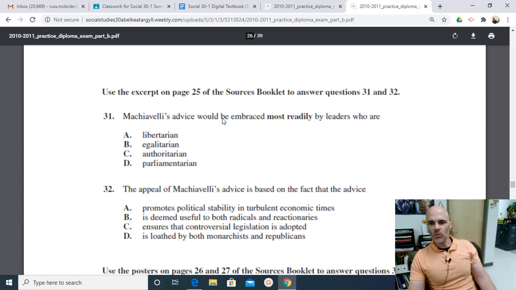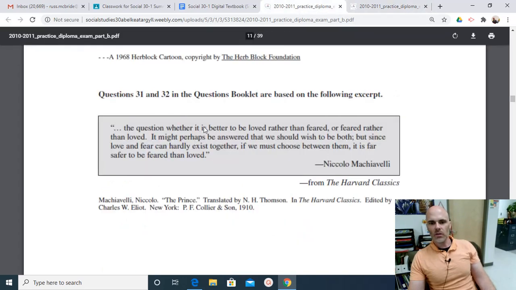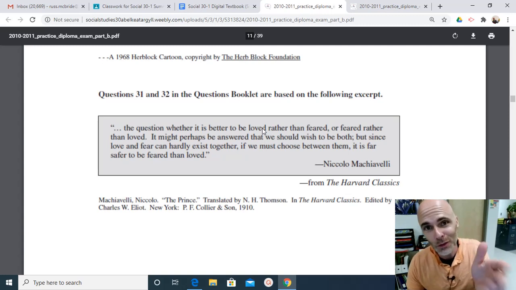Machiavelli's advice would be embraced most readily by leaders who are probably authoritarian, if it's his quote about the ends justifying the means. The question whether it is better to be loved rather than feared, or feared rather than loved: it might perhaps be answered that we would wish to be both, but since love and fear can hardly exist together, unless I fear how much I love you.